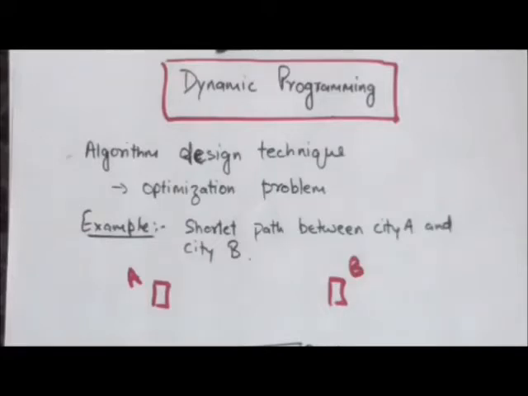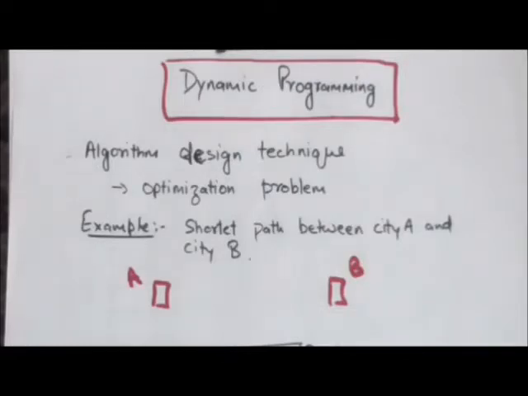In this tutorial, we will study dynamic programming. Dynamic programming is an algorithm design technique. It is typically applied to optimization problems. In optimization problems, there can be many possible solutions and each solution has a value. And we want to find a solution with optimal value, that is with the minimum or maximum value.